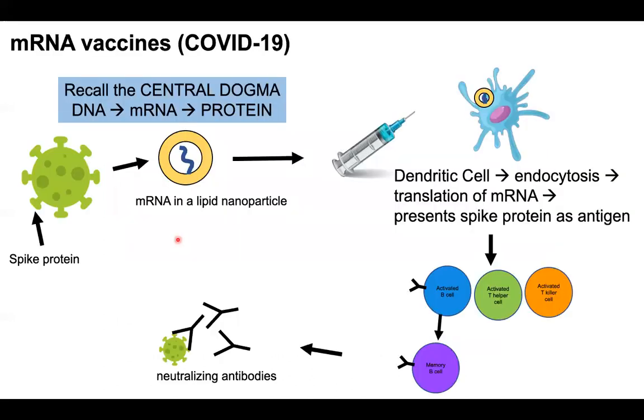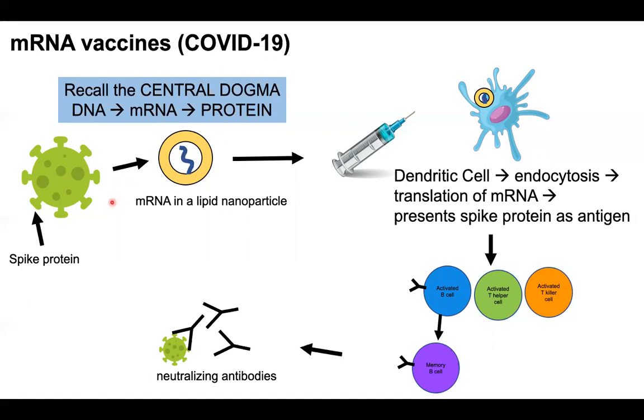And then the mRNA vaccines. So to understand the mRNA vaccines, you should remember the central dogma, right? And that just tells us that if you have DNA, it gets made into mRNA. And if a cell recognizes mRNA, then that mRNA gets translated into protein.